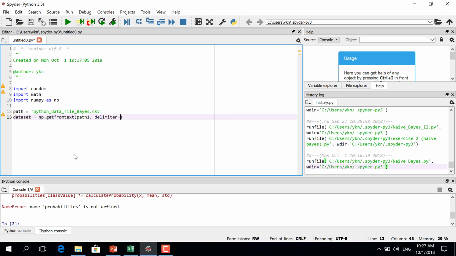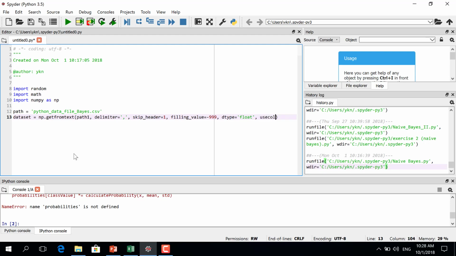It is how to recognize the data. It is separated by comma, and then skip the header. So we have to skip header equal to 1, and then filling value. If there are some non-assigned cells, we have to put number 999, so that it will be ignored by Python. And then the dtype, it is like data type, equal to float because it is numeric.